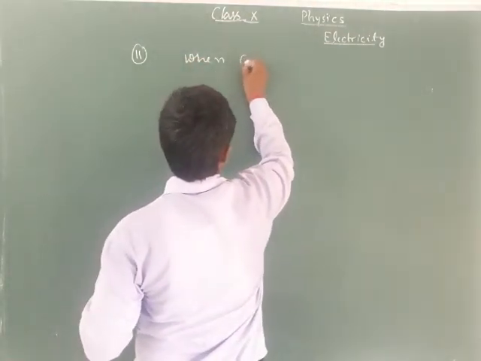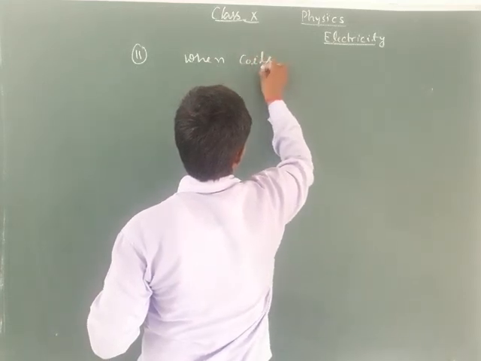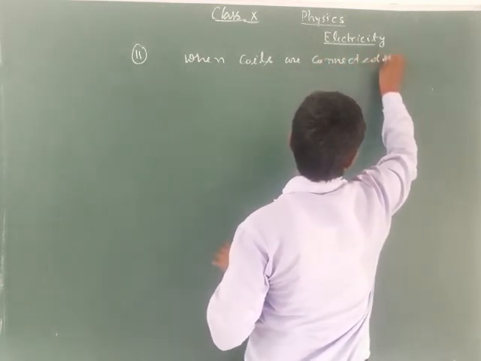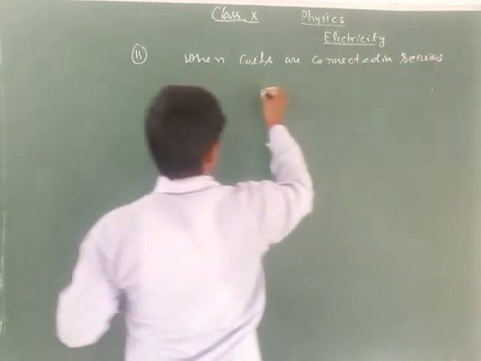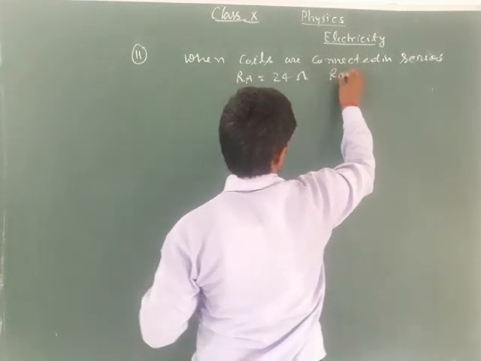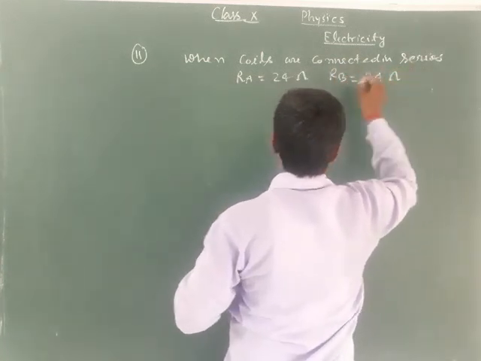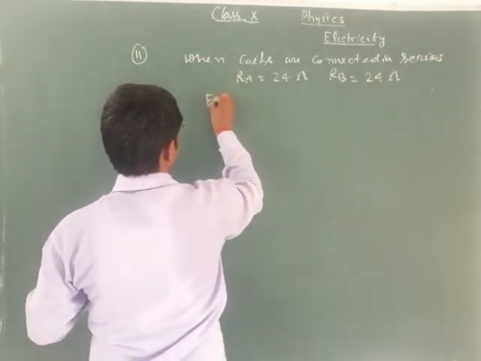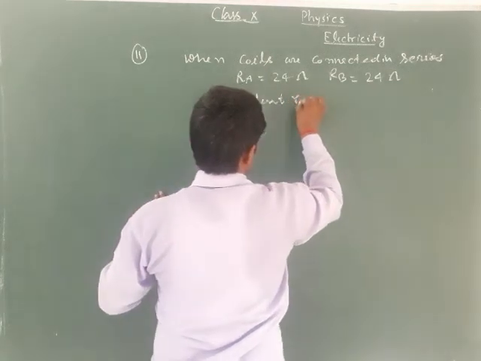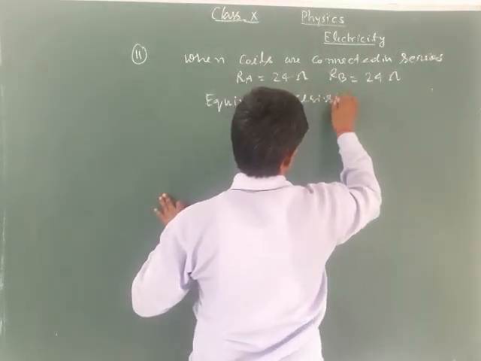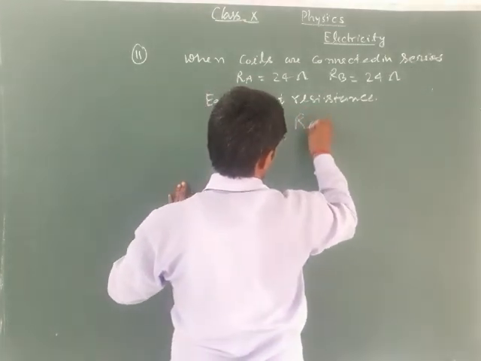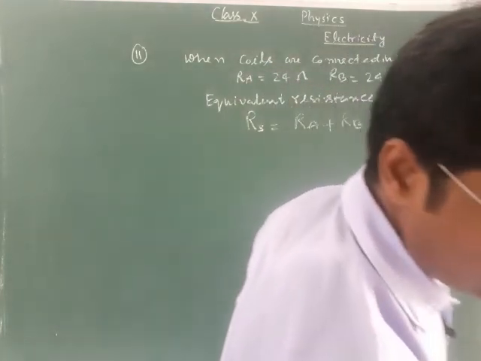Now when the coils are connected in series, given RA is equal to 24 ohm and RB is equal to 24 ohm, the equivalent resistance Rs is equal to RA plus RB. RA is equal to RB.